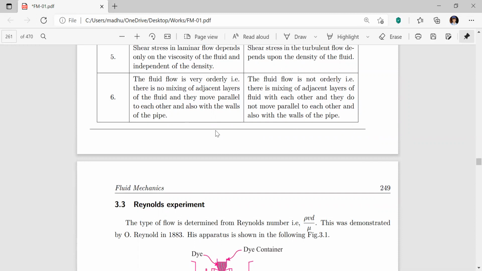Here, in turbulent flow, the fluid flow is not orderly. There is a mixing of adjacent layers of the fluid with each other, and they do not move parallel to each other, and also with the walls of the pipe.